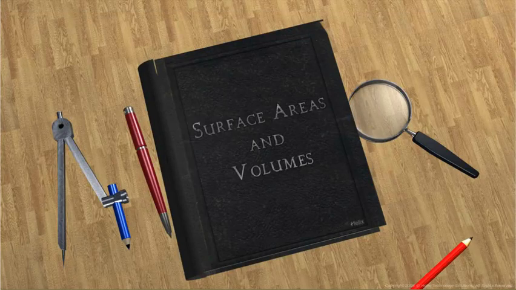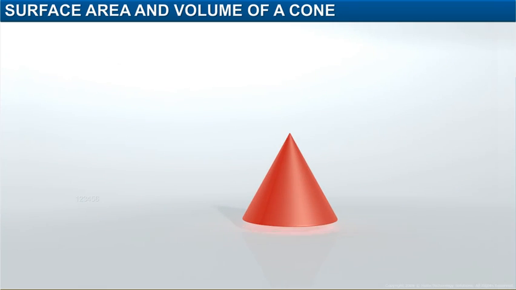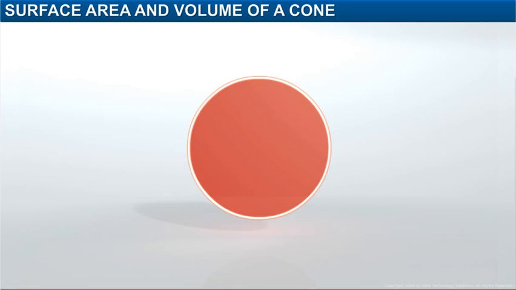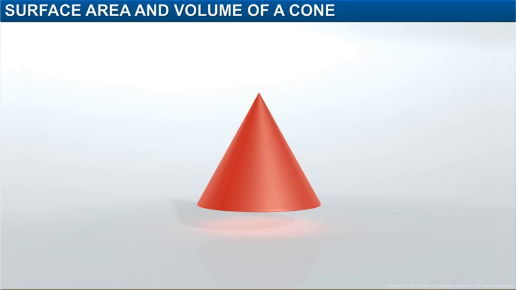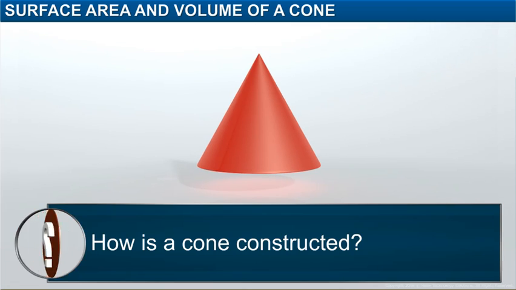In this module, you will learn to derive the formula for surface area and volume of a cone. A cone is a solid with a circular base and a curved surface that tapers in a point called vertex. Next, let's see how a cone is constructed.